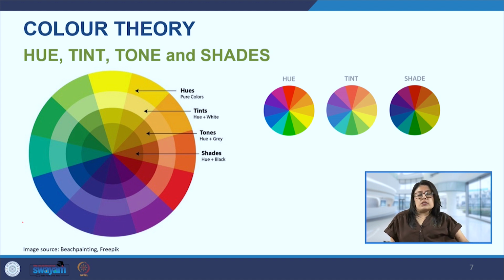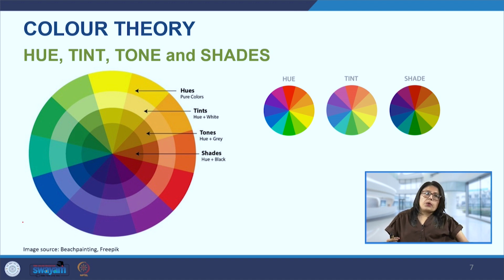Generally we use terminologies like hue, tint, tone and shades in a similar fashion. That is a very generalized or generic way of addressing color. However, all these terminologies have very different meanings. Now, hue is the pure color, like I mentioned. We refer to colors like red color, blue color, but that is actually the hue. So red hue or blue hue conveys the purest form of the color.